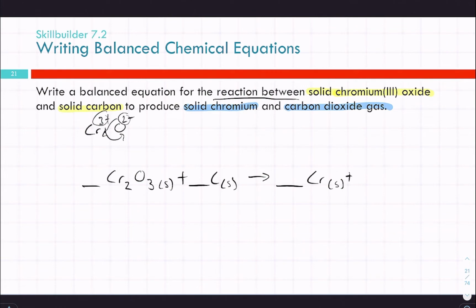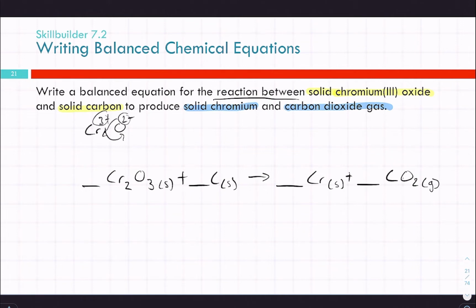And then we're also going to produce carbon dioxide gas. So this is a non-metal molecular compound. So carbon, we're going to have 1 carbon. And then dioxide means we're going to have O2. And that's a gas. All right, so we now have the skeletal structure for this chemical reaction. All the formulas written out correctly.